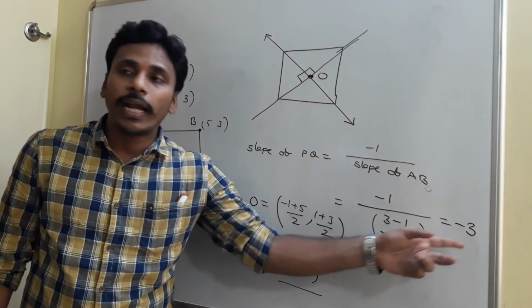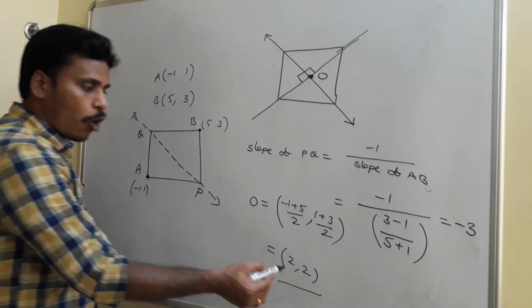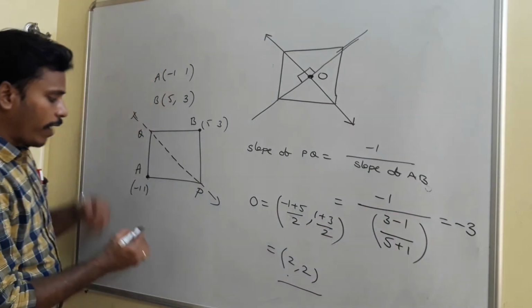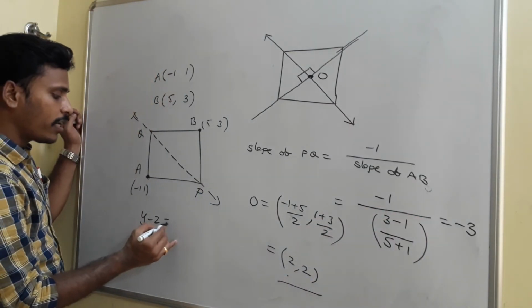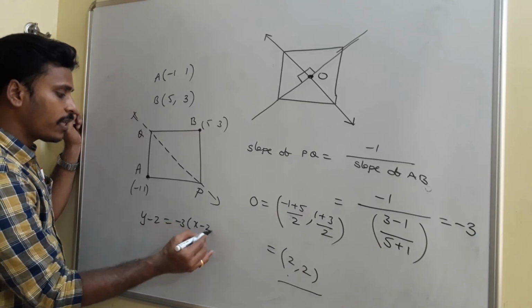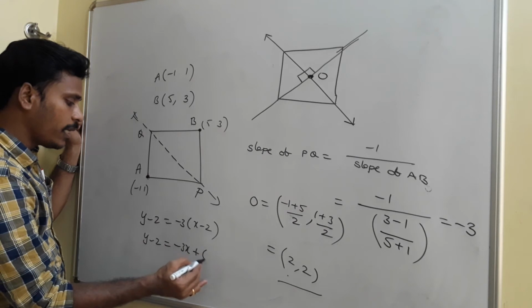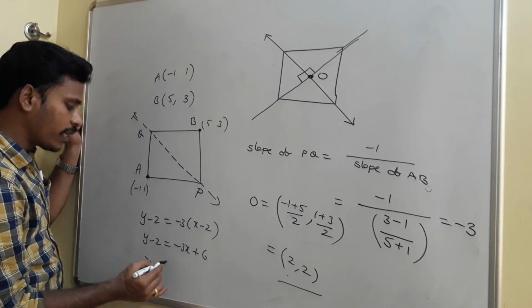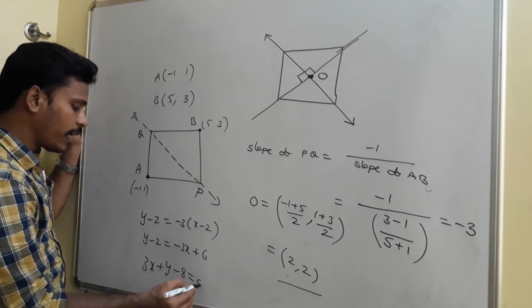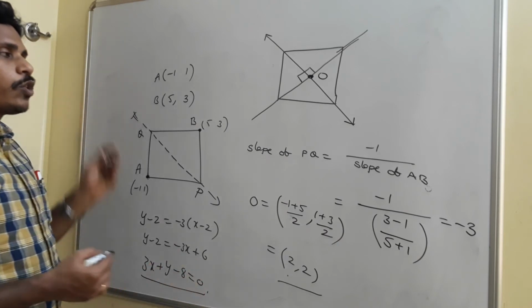The slope of the required diagonal is minus 3. Point and slope you have, so you can find the equation by this: y minus 2 is equal to minus 3 times (x minus 2). Y minus 2 is equal to minus 3x plus 6. If you send everything to one side, 3x plus y minus 8 is equal to 0, and that's your answer.